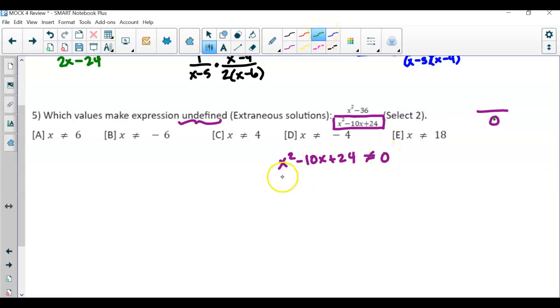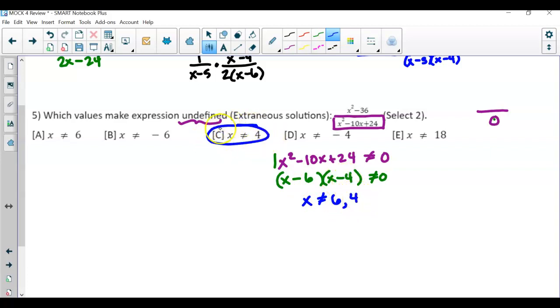So now as I go through, I can solve this by factoring. And I can go straight here because A is 1. So what numbers multiply to get 24, but add to get negative 10? Negative 6 and negative 4 cannot equal 0. Then remember, it's just like when we were solving. This means x cannot equal not negative 6, but positive 6 and positive 4. So that's why the answers are C and A.